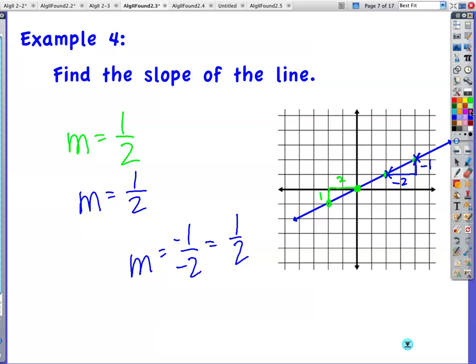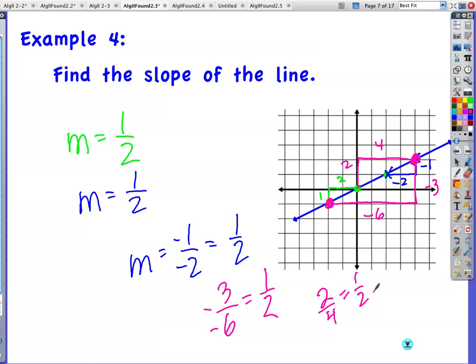Watch out folks, because if I were to say, I want to find the slope from here to here, check it out. I could rise -3 and I could run -6. Well, if I were to write -3 over -6, that would reduce down to 1/2. Same as before. Same if I were to go from here to here, I would rise 2, run 4. Rise 2, run 4 is 1/2.